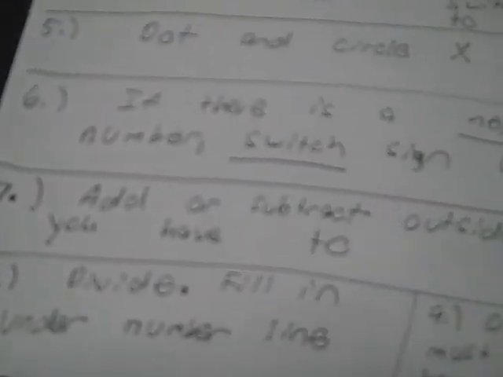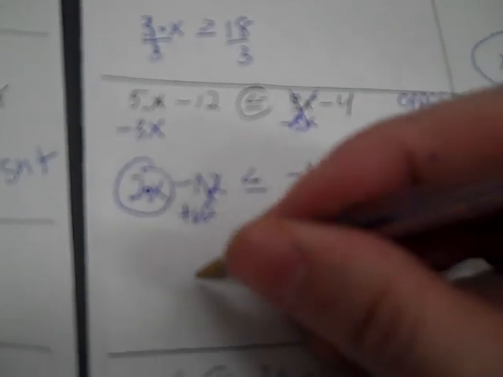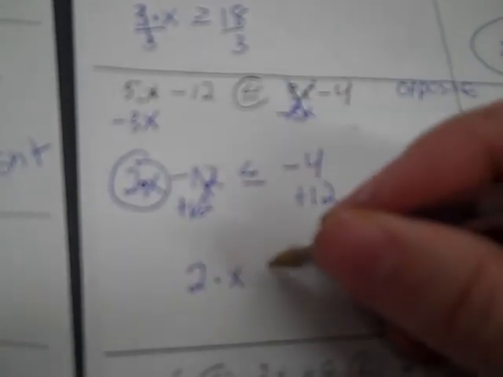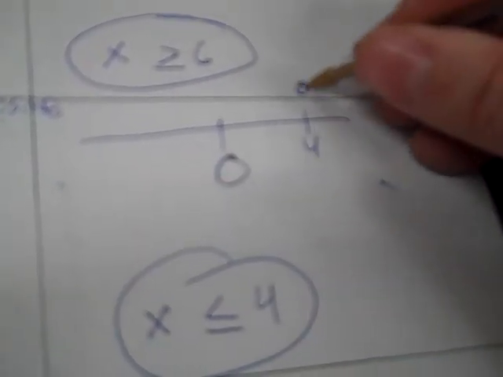Add or subtract outside the circle if you have to. Well, we got this minus 12, so I need to undo that by adding 12. So I have 2x, the sign, and then negative 4 plus 12 is 8. Now it's time to divide. And then I put my answer over here in this sentence. So x and 8 divided by 2 is 4. Okay, so 4 is the number. Now the bar's there, so you're going to fill it in, and the nose goes that way.